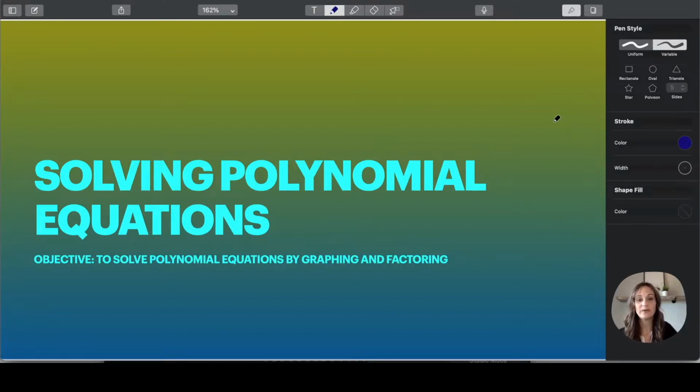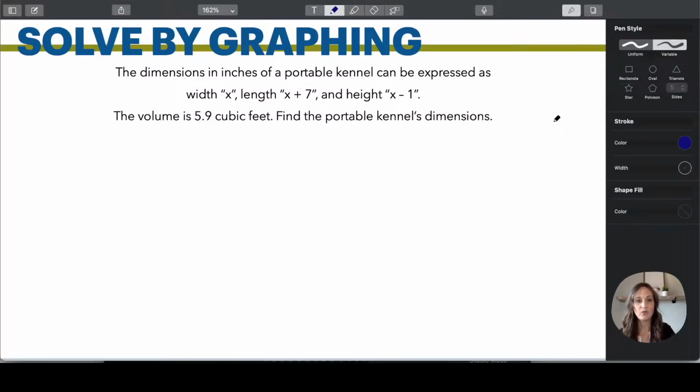In this tutorial, we'll be solving polynomial equations and learning how to solve them by graphing and factoring. The way you would solve by graphing is, for example, let's say you have the dimensions in inches of a portable kennel, expressed as x for width, an x plus 7 expression for length, and an x minus 1 expression for height. Now you want the volume of this kennel to be 5.9 cubic feet, and you want to find the portable kennel's dimensions.